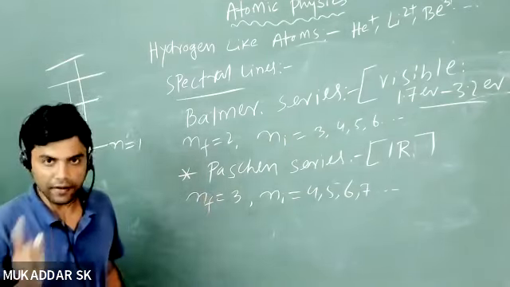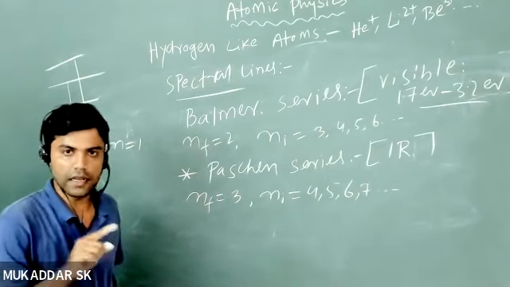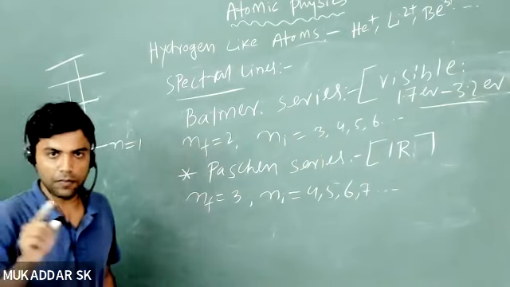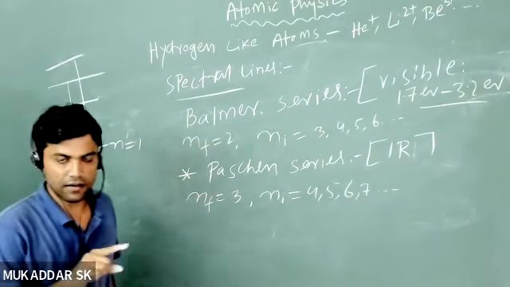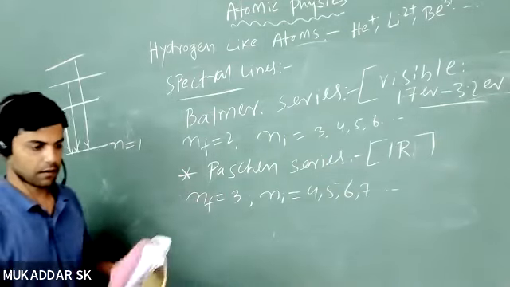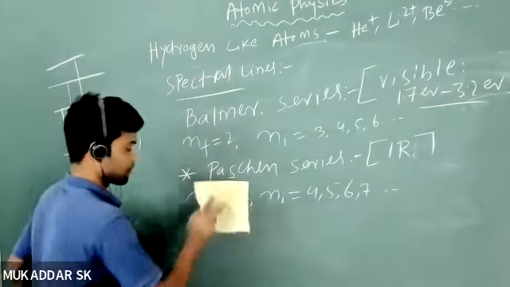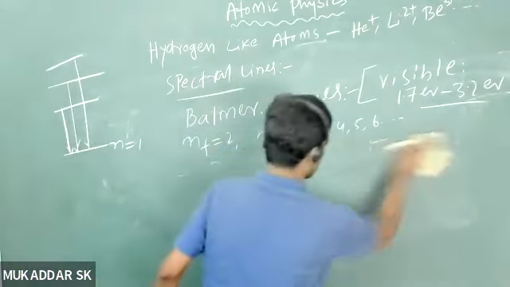Next is Brackett series, right? For Brackett series, NF will be how much? NF will be 4, right? But Ni will be 5, 6, 7, 8, 9. And Brackett series also found in which range? It is in IR range, right? Did you people get what I'm saying? Okay. Then next series is which one?